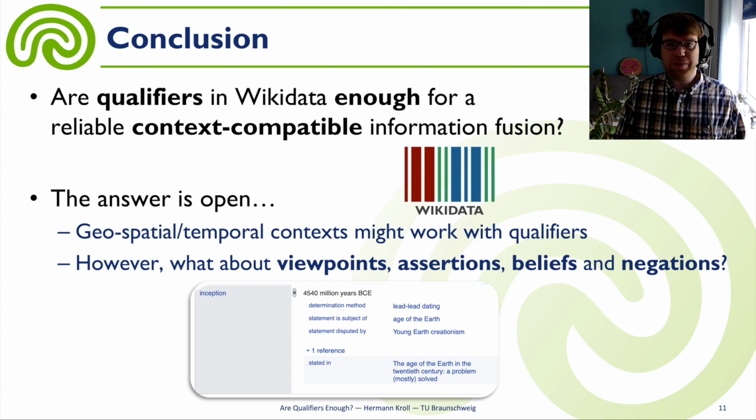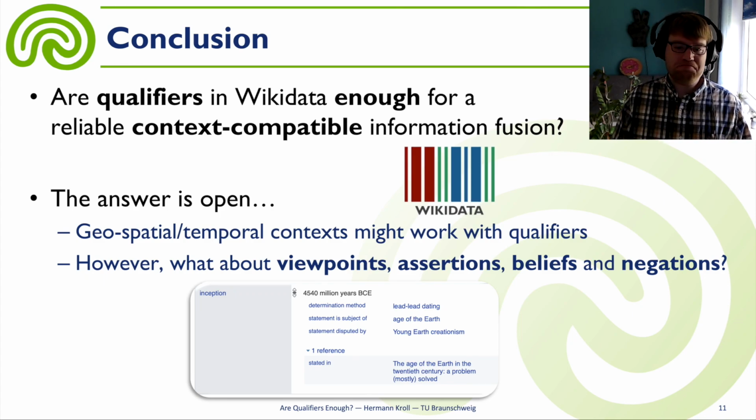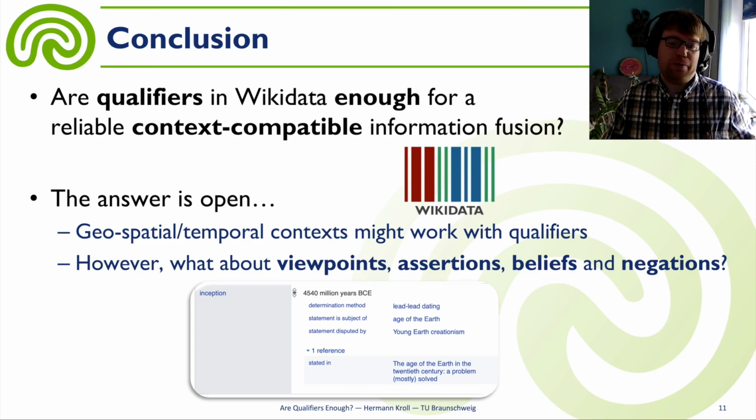And another point to think about is Wikidata tries to collect as much knowledge as possible, right? And if we have, let's say, viewpoints, we have assertions, we have belief and negations. Some might say it does not belong to Wikidata, but if we think about recent conflicts, for example, or the inception of the Earth, then we see that we have qualifiers like the statement is subject of some theory and is disputed by some other theory. How should we engage with it, right? I don't know, but I think it's important to talk about these problems in Wikidata.